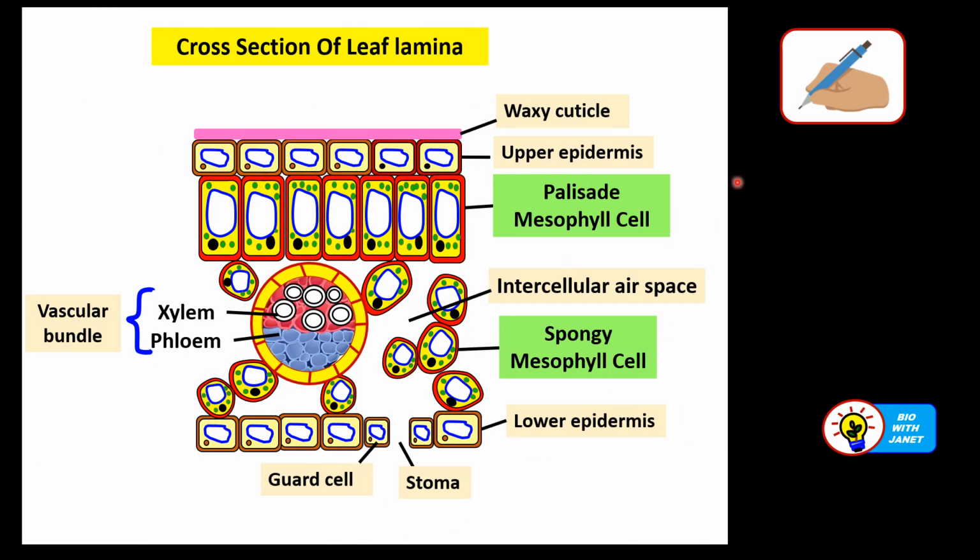Now here we have the cross-section of the leaf lamina, showing you the two-dimensional picture of the cross-section, and you can copy this into your notebook, all right? Showing you the waxy cuticle at the top, followed by the upper epidermis, palisade mesophyll cells, spongy mesophyll cells, intercellular air spaces or just air spaces, the vascular bundle containing xylem and phloem, and then the lower epidermis with the guard cells and the stoma that allows gaseous exchange to occur, allowing the carbon dioxide to diffuse into the leaf and up to the palisade mesophyll cells for photosynthesis. So this is a very good diagram that you can copy.